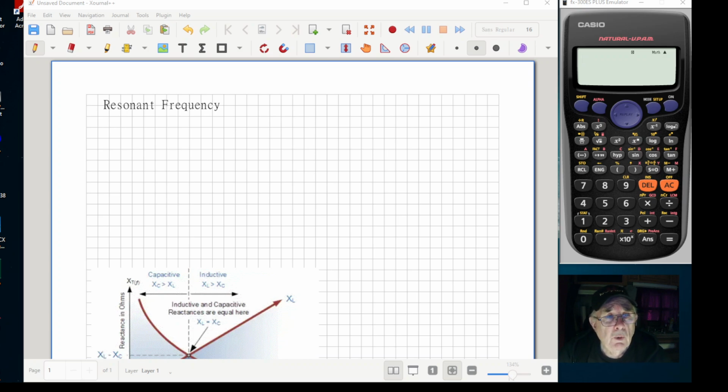All right, in this video we're going to take a look at resonant frequency, and particularly how it pertains to using inductors and capacitors. We've looked at both inductive and capacitive reactance.